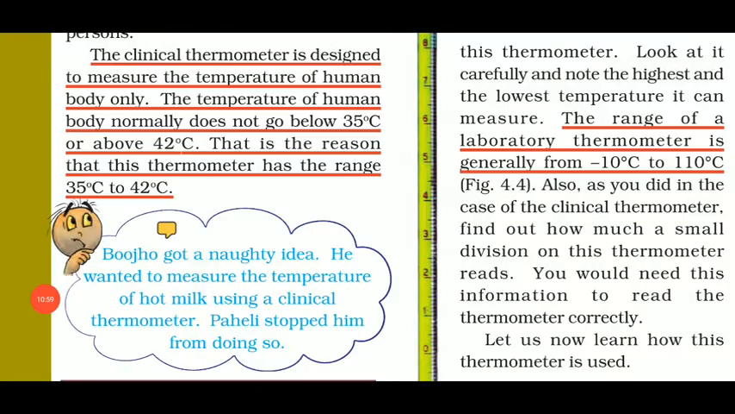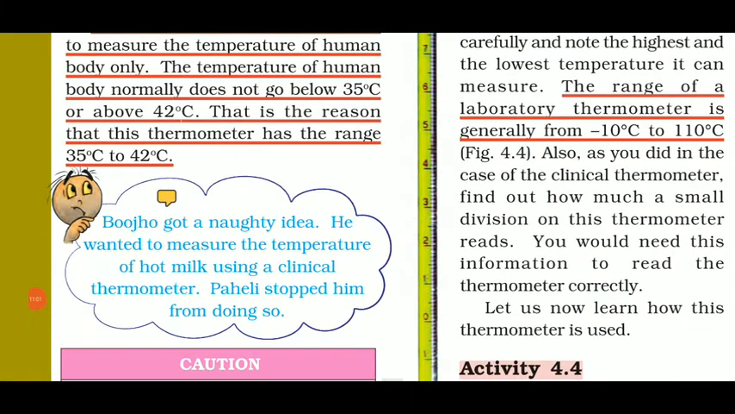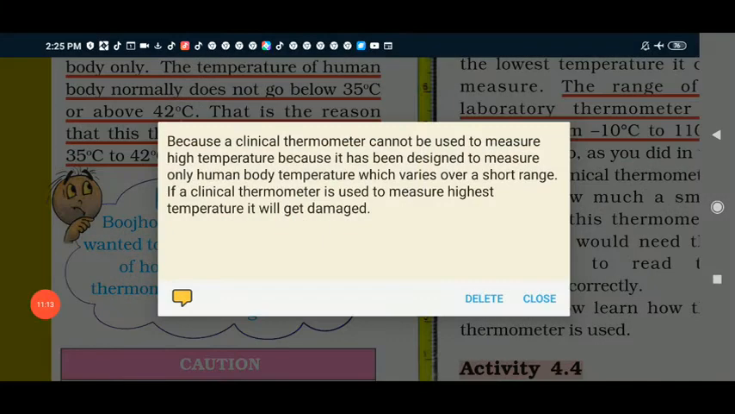Now you can see in the cloud that Bhujo got a naughty idea. He wanted to measure the temperature of hot milk using a clinical thermometer. So can he do so? The answer is no. He should not use a clinical thermometer to measure the temperature of hot milk.